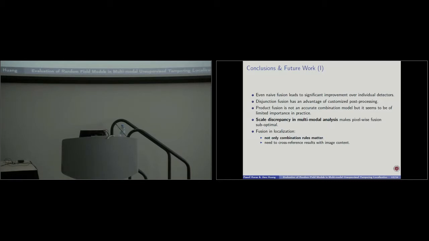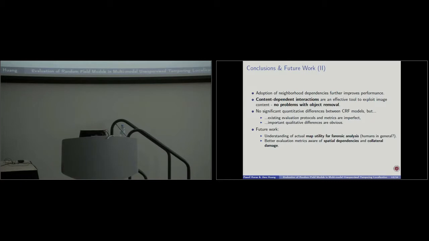Okay, so to quickly summarize, because we're running out of time: even though naive fusion can help, disjunction fusion might be interesting because it allows us to customize post-processing. Product fusion is not an accurate model, but it appears to be working well in practice. There is a scale discrepancy between different detectors, which means that we should look at the image content during fusion. Fusion in localization should not be looked at only from the perspective of the combination rule, but also from the perspective of a larger picture.